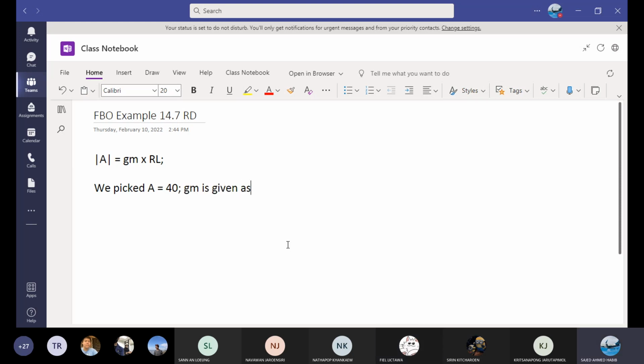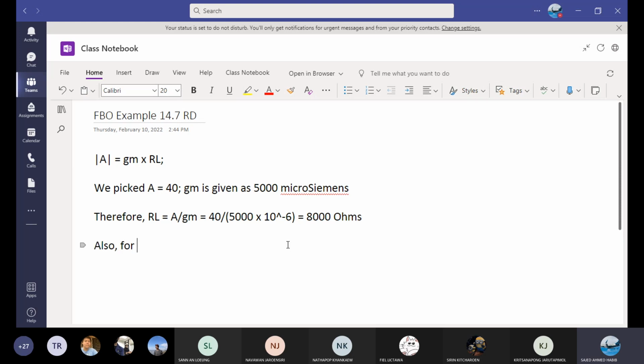GM is given as 5,000 microsiemens. Therefore, RL will be A over GM, which is 40 divided by 5,000 micro, which is 10 power negative 6. This is the value I get, 8,000 ohm. This is the load resistor, 8,000.